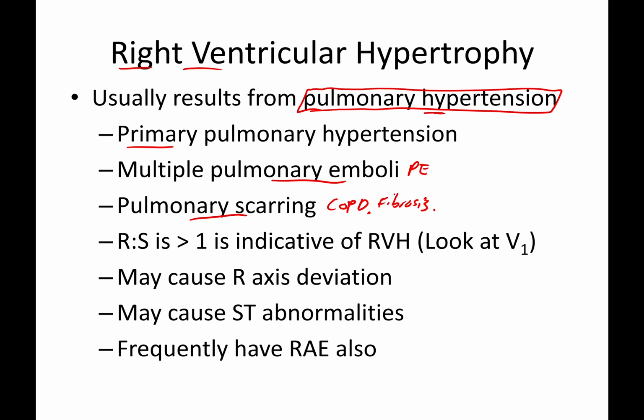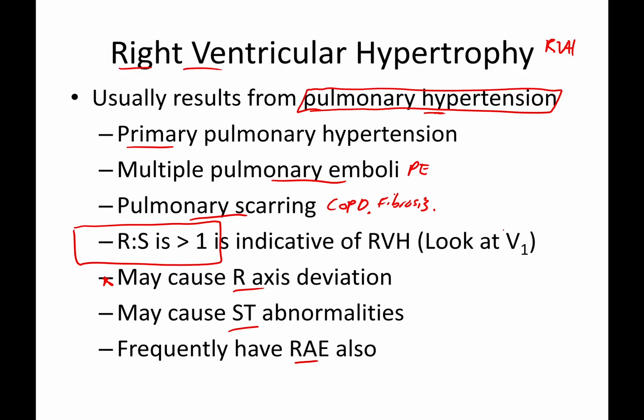What are we looking for? It's going to be an R to S ratio that is greater than 1. We'll walk back to that in a second, but we'll make note that right ventricular hypertrophy, RVH, may cause a right axis deviation. Not guaranteed, but might. You might see some ST changes accordingly, and it wouldn't be surprising if you had right atrial enlargement too. But the R to S ratio is greater than 1.